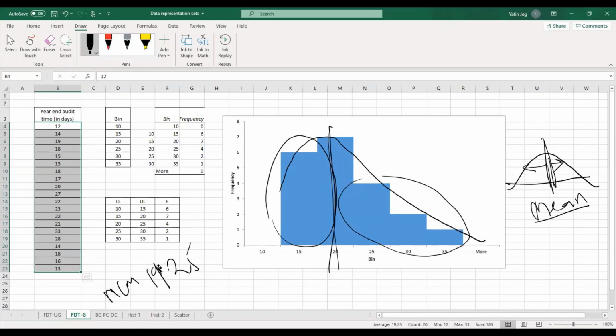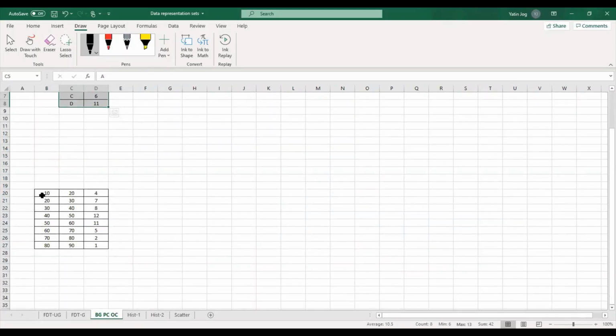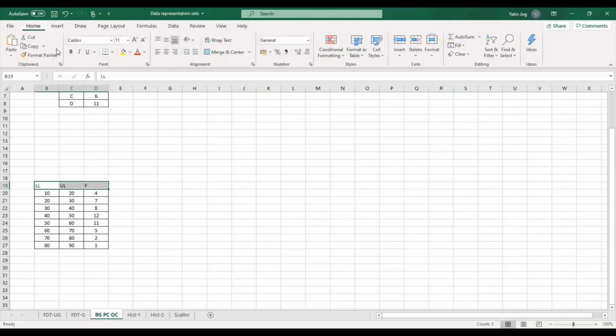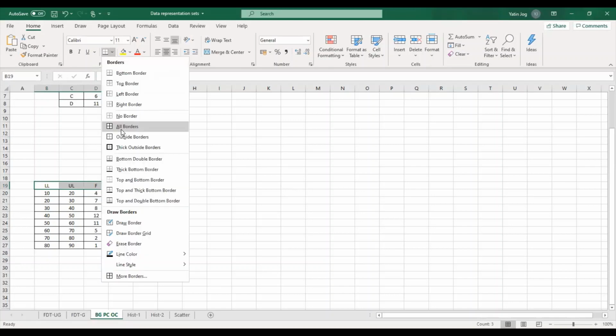Fine. So now we'll go ahead, and this data set is grouped data. This is my first group of 10 to 20 with frequency 4. And this is my second group with 20 to 30 with frequency 7 and so on. In this case, this is my lower limit, this is my upper limit, and this is my frequency. So these are my three columns. What we'll discuss right now is the concept of cumulative frequency.